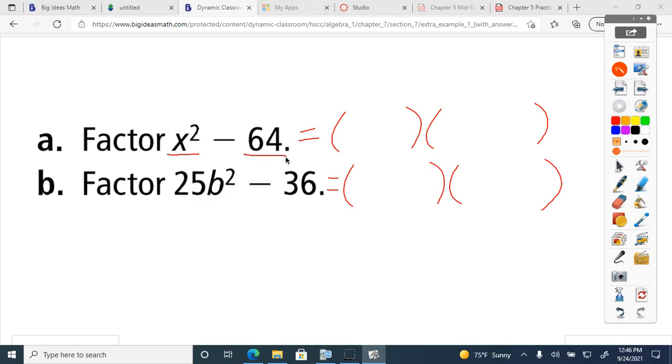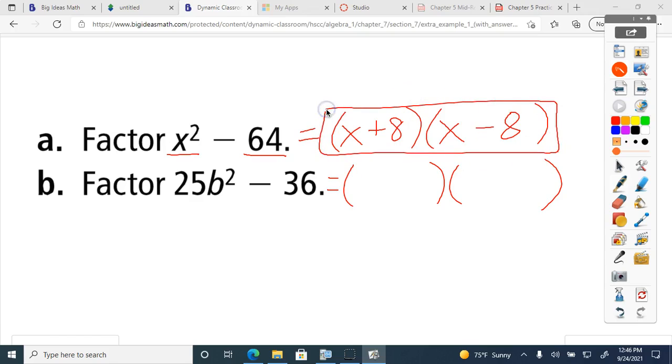What is the square root of x squared? It's not 1, it's not 2. It's x. X and x. And then what's the square root of 64? 8. Plus 8, it's a perfect square, minus 8. Done.